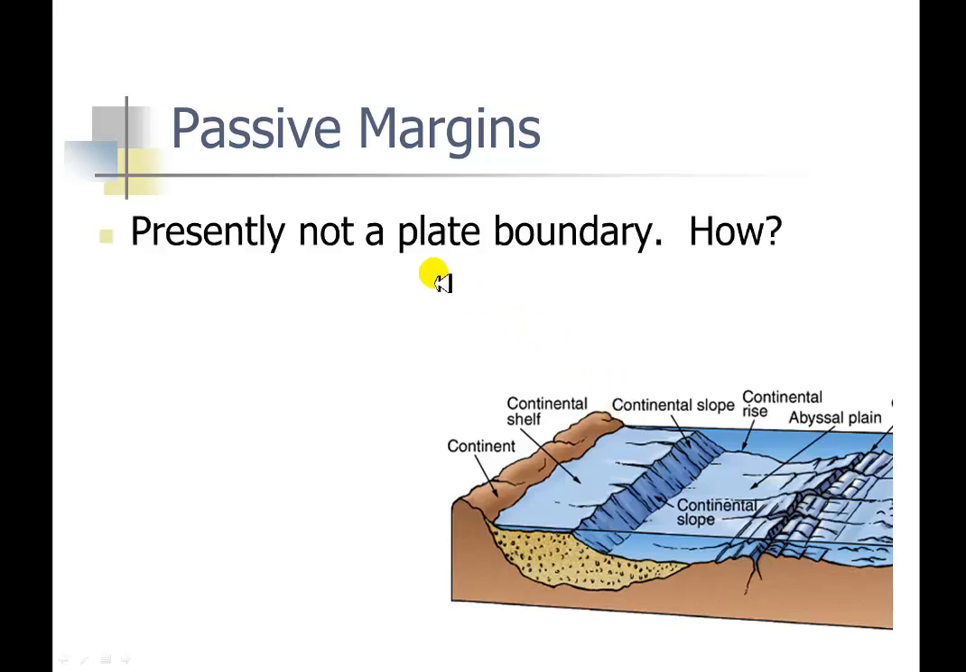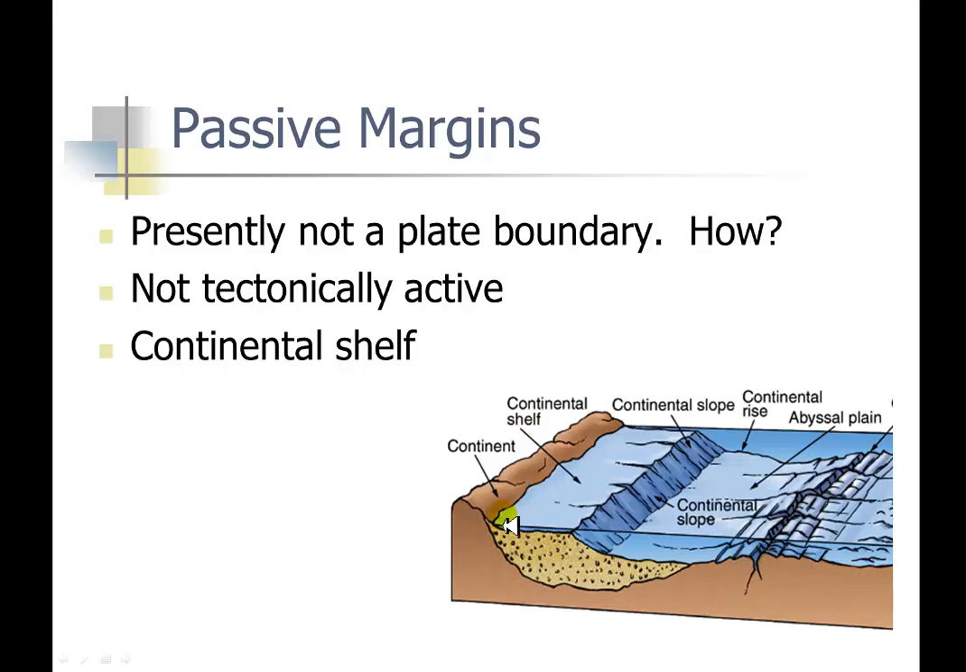Passive margins, presently no plate tectonic boundary, and the reason that's true is because they used to sit over this divergent area and they've moved, and there's no subduction, no rock being pushed where it does not want to go. It's tectonically active at one point, because we can see the volcanics in the Appalachian Mountains, but it's not tectonically active now. It does have a very wide continental shelf.